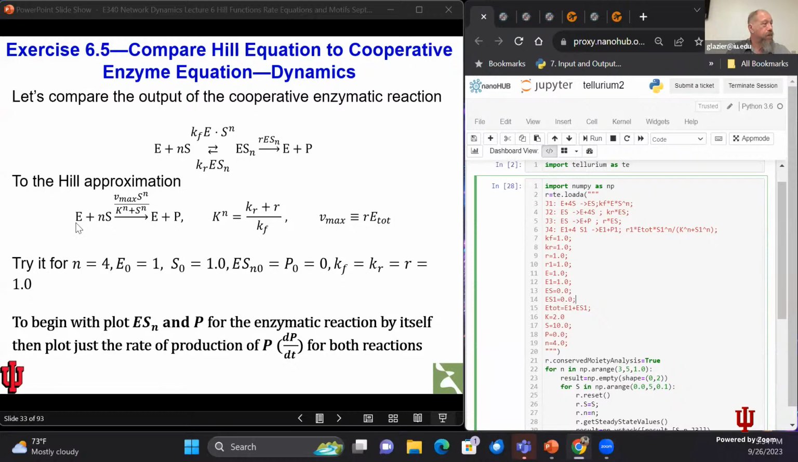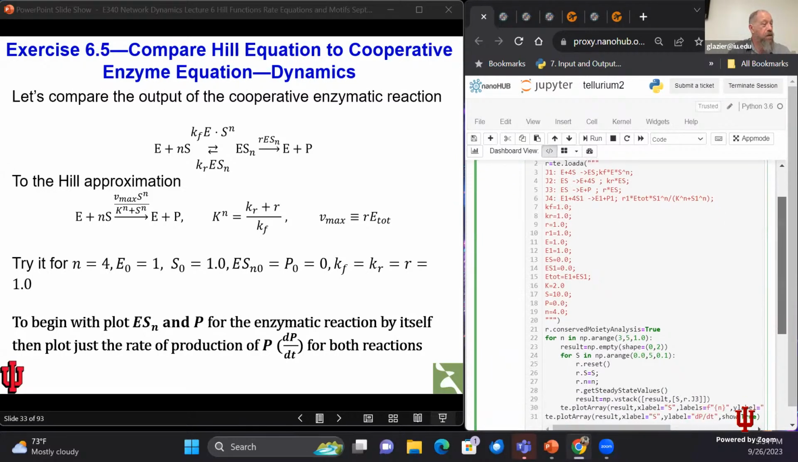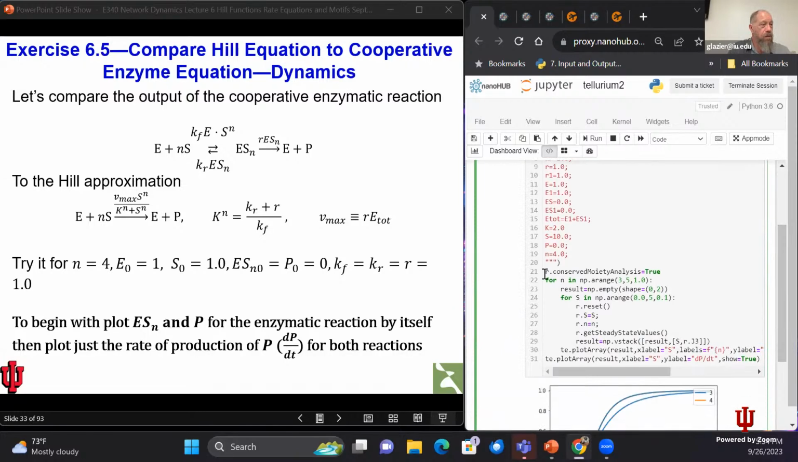Okay. E plus S to the n times S goes to Vmax S to the n over Kn plus S to the n goes to E plus P. Okay, just that. And I think if you do that, it'll be clearer for people than if you try to follow along with me. So I think what's happened is that I've distracted people from what the core idea is here.